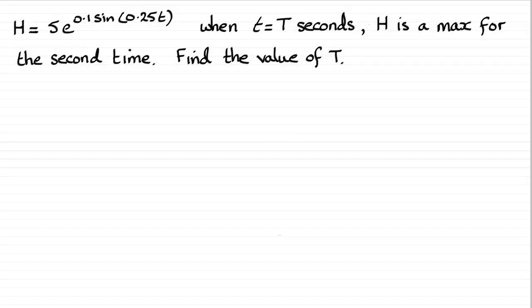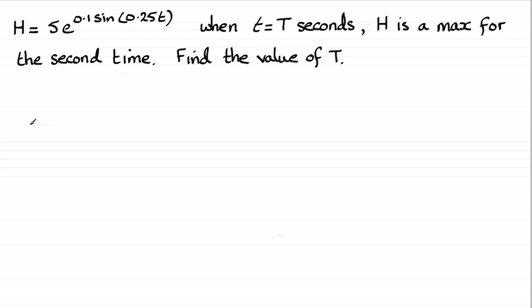Now for this last part of the question then, we've got our equation for the height h, and we're told that when t equals big T seconds, h is a maximum for the second time, and we've got to find that value of t. Now in the previous part of the question, we saw that the maximum height h was controlled by the function sine of 0.25t, because the sine function can only go between -1 and 1. And so we get that maximum when the sine of 0.25t is 1. Okay, so that's where we start.